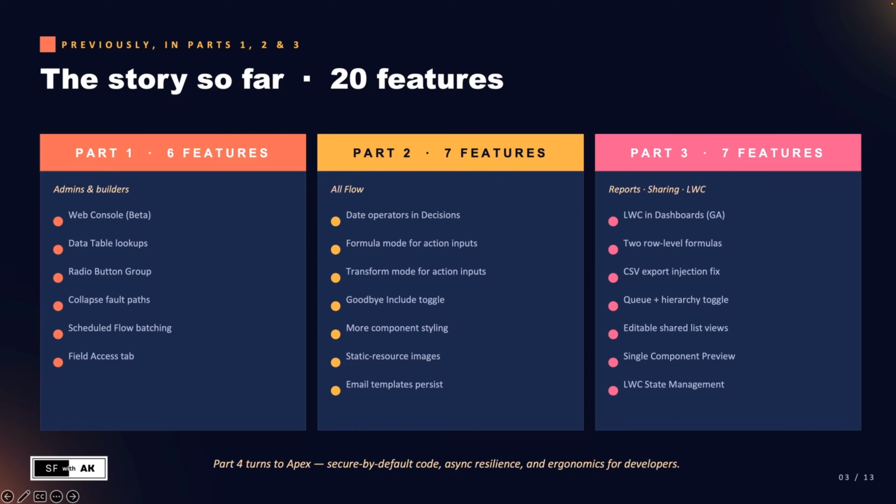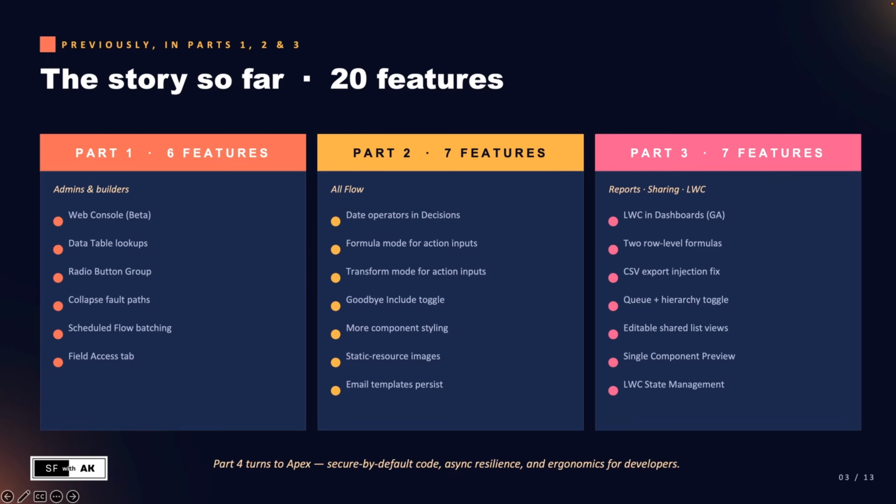Then there is an update on data table lookups, which allows us to see the record names instead of IDs. Then there is a new radio button group component in ScreenFlow. Now we can collapse the fold paths on the flow canvas. Then we discussed how we can set a batch size for scheduled triggered flow. And at the end of the first part, we talked about a new tab called Field Access in Object Manager.